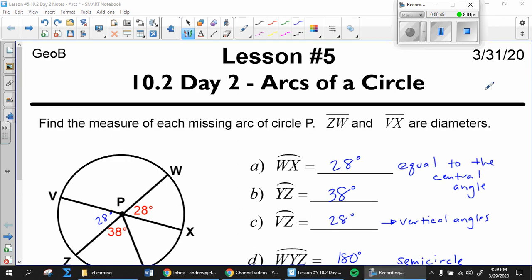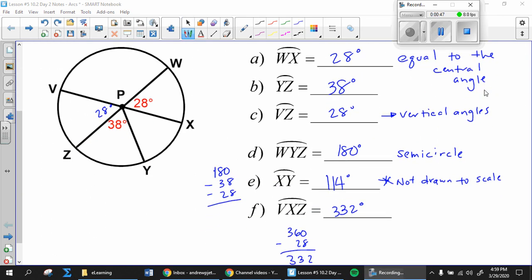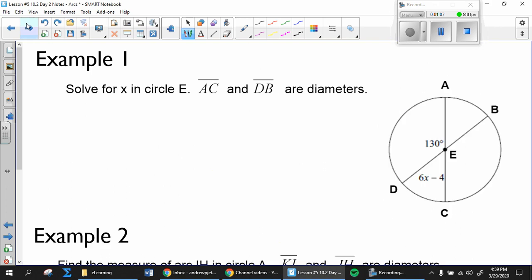All right, guys, here are the answers to those 6 problems. Check those answers. See the notes that I've put to the side of them. E, obviously the picture's not drawn to scale, so that's a bigger angle than what it looks like it is. So now we're going to look at day 2, which is simply doing the same thing, using the same properties, but using variables with those.